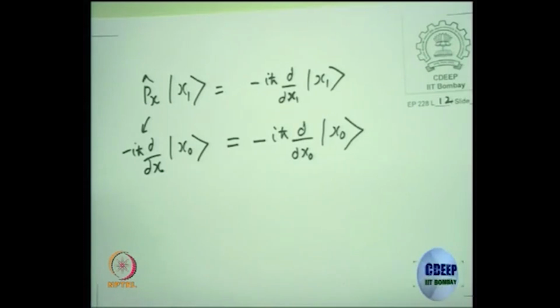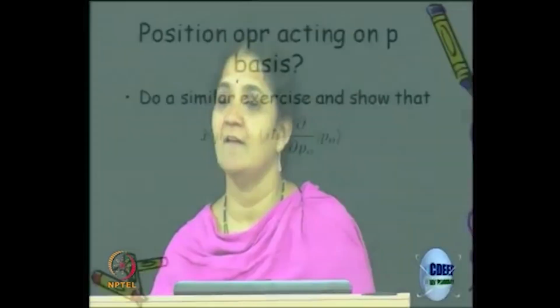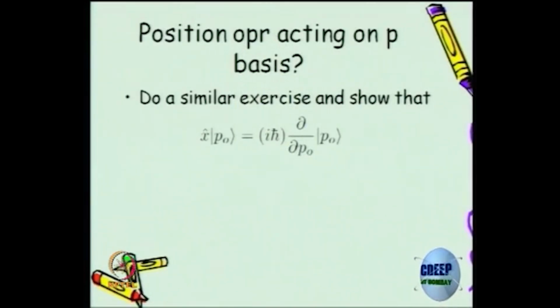Similarly, can you give a momentum representation for the position operator? You can use the same arguments, using p0 and p1 instead of x0 and x1. Redo the same exercise for the matrix element of the position operator in the momentum basis, and show that it will have a plus sign, i h cross. That is also seen because if you do a commutator bracket, there will be a relative sign. And please show that x on p0 is i h cross del by del p0 of.